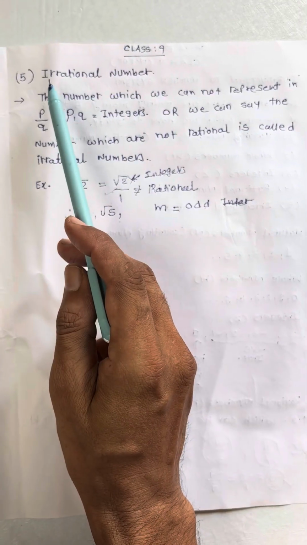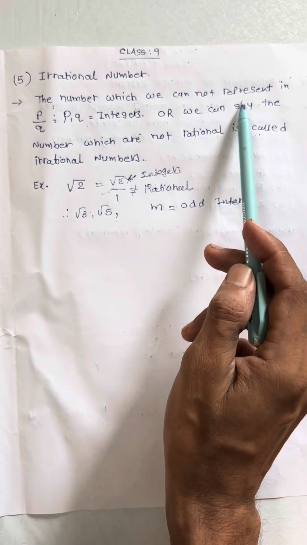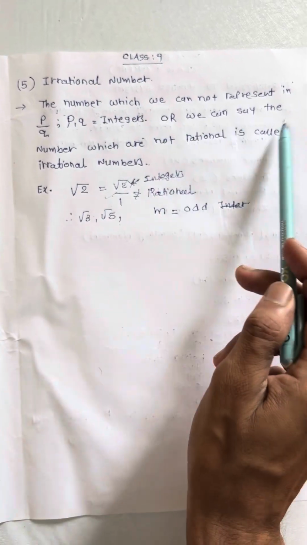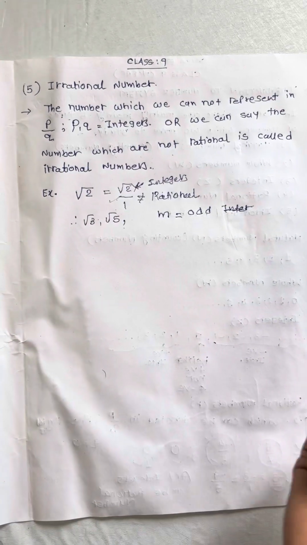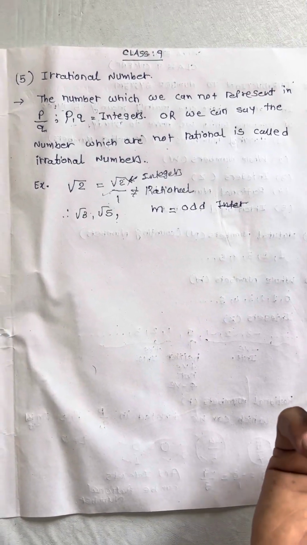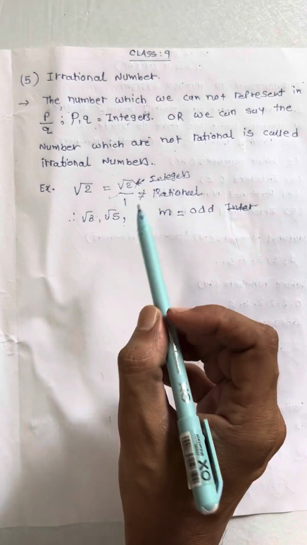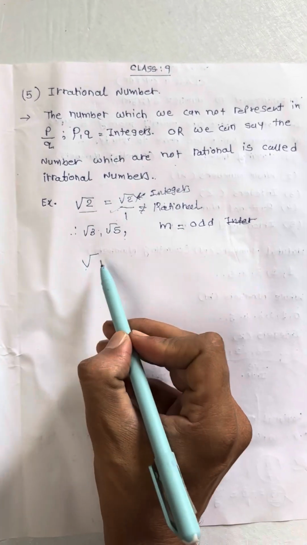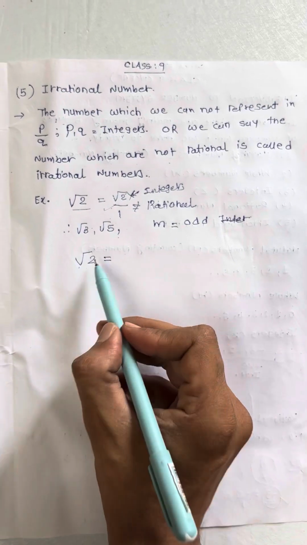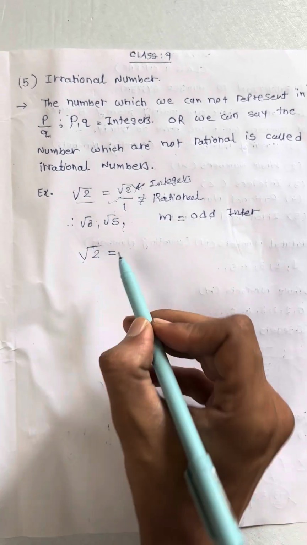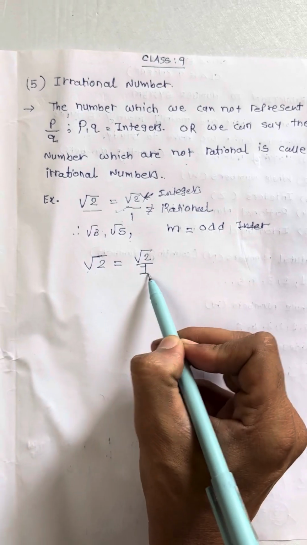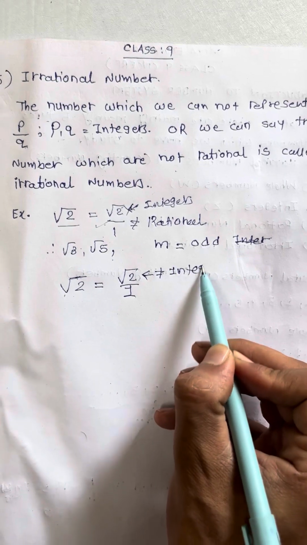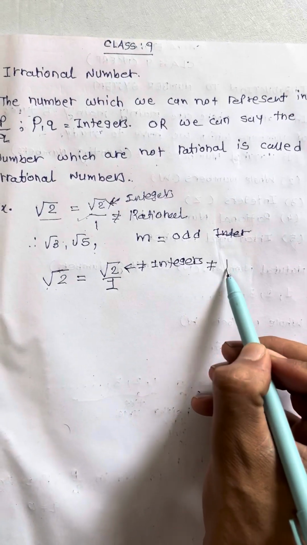The last number set is irrational numbers: numbers which we cannot represent in p by q form, where p and q are integers, or we can say the numbers which are not rational are called irrational numbers. We can say a number which cannot be represented in p by q is irrational, just like root 2. Here root 2 is an irrational number, so we have to show that this is not a rational number. We can write root 2 by 1 in p by q form, but here root 2 is not an integer, so we cannot say this is a rational number. So root 2 is not rational.